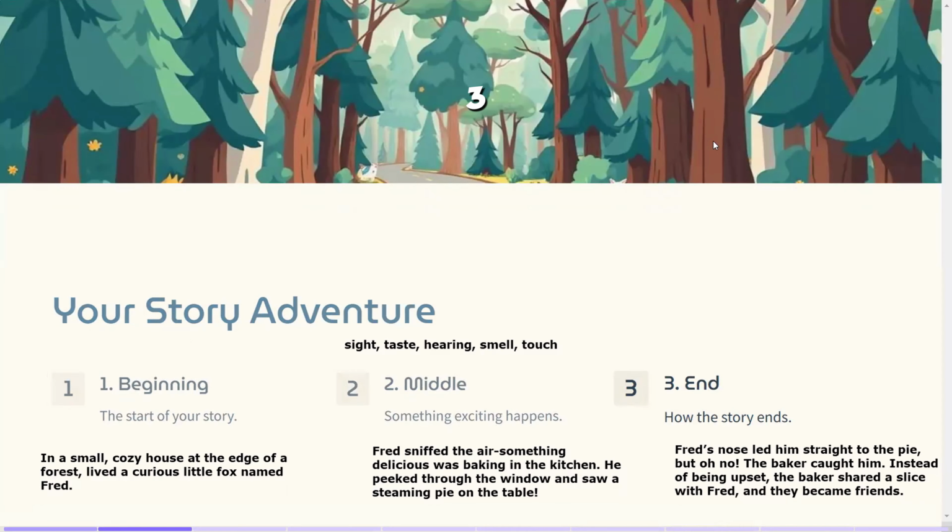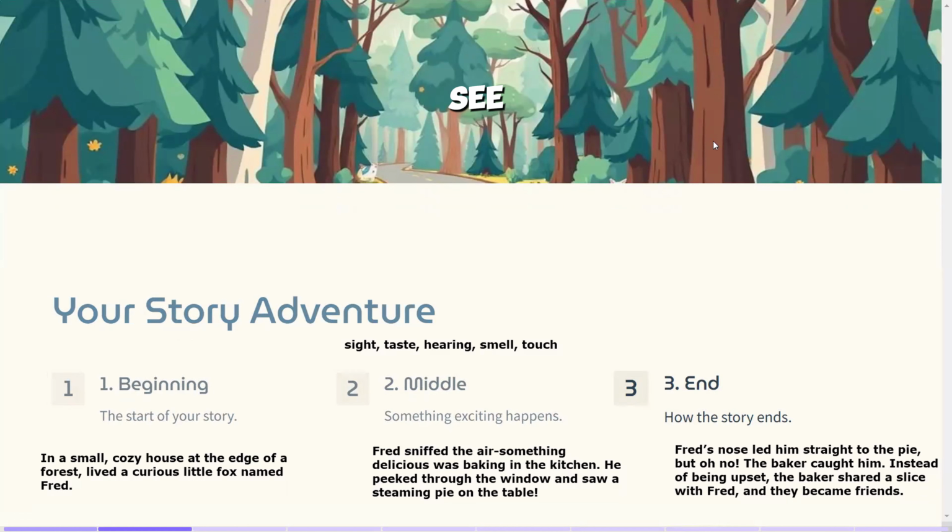Step 3, the end. Solve the problem. How does the story finish? For example, Fred's nose led him straight to the pie, but oh no, the baker caught him. Instead of being upset, the baker shared a slice with Fred and they became friends.